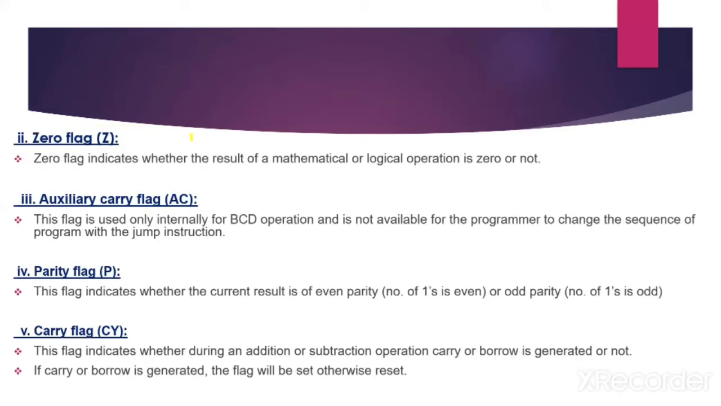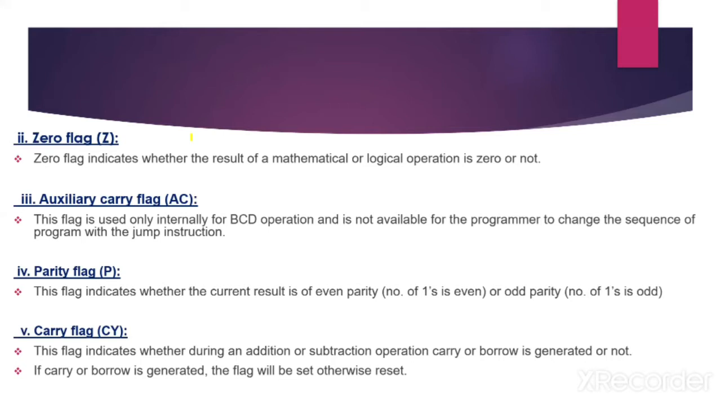Second flag is zero flag. Zero flag indicates whether the result of a mathematical or logical operation is 0 or not. Zero flag is set. This means the result is equal to 0 after the execution of arithmetic or logical operation. If zero flag is 0, means result is other than 0.